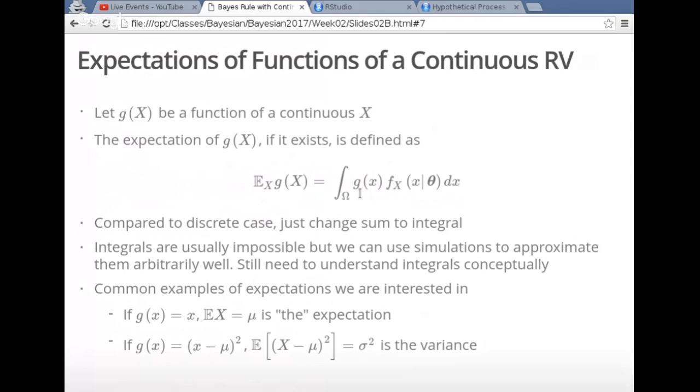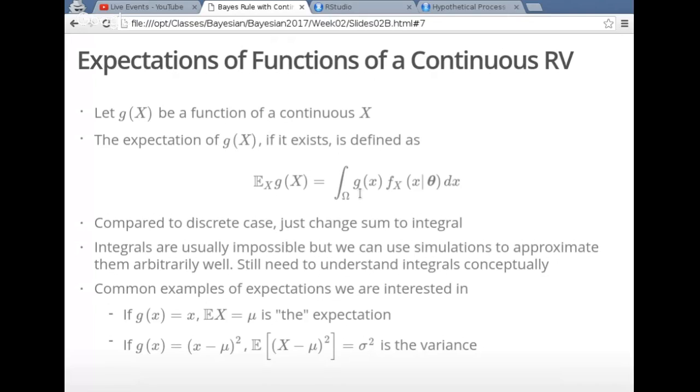So in the discrete case, we did the summation of g of x times the PMF of x summed over all the elements in the sample space of x. When x is a continuous random variable, conceptually, though we don't really do this in practice that much, it's the integral of g of x times the PDF of x integrated over the sample space of x. So this expectation of g of x is an area. It's the area under the curve g of x times f of x.